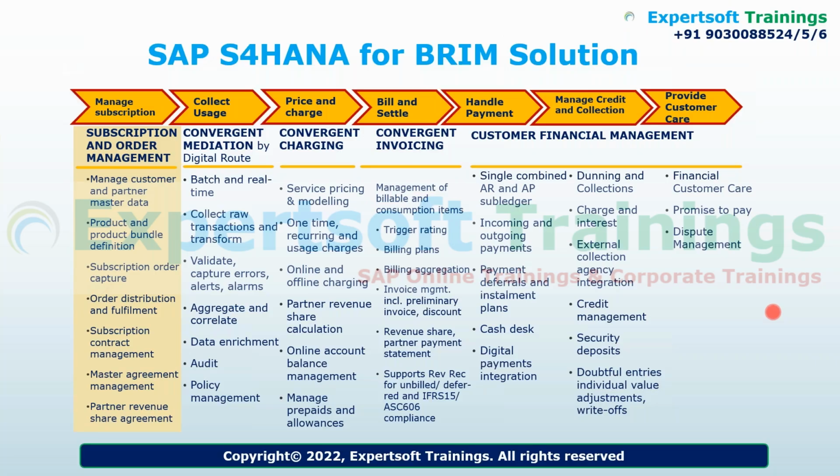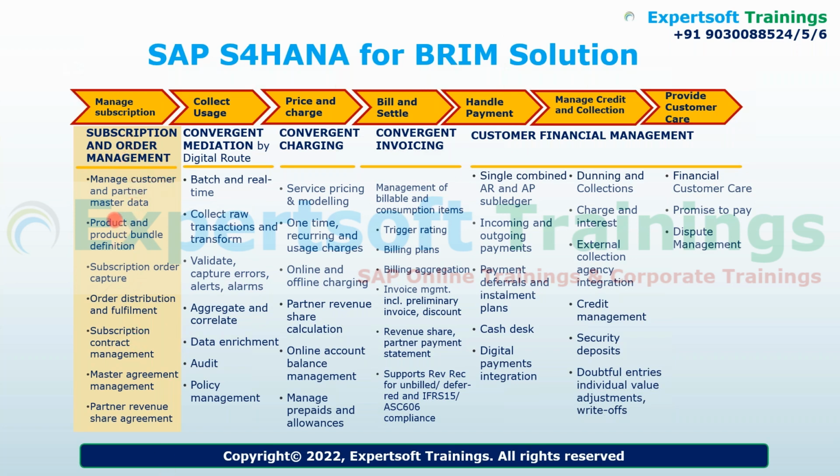As we covered, BRIM now covers the order intake and Convergent Invoicing, where we finally issue the invoice to the customer. In the middle, we have integration with Convergent Charging and Convergent Mediation. Finally, once the customer gets the invoice, financial activity starts: receivables, payables, credit management, security deposit and so on. This slide talks about what components are available within each module.